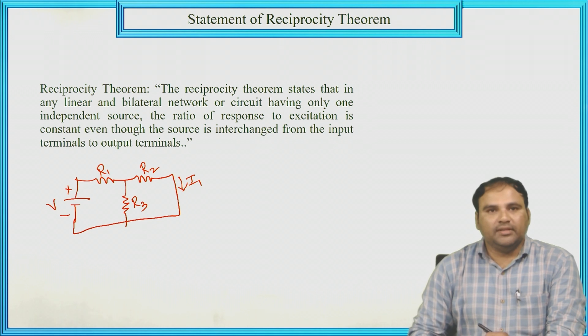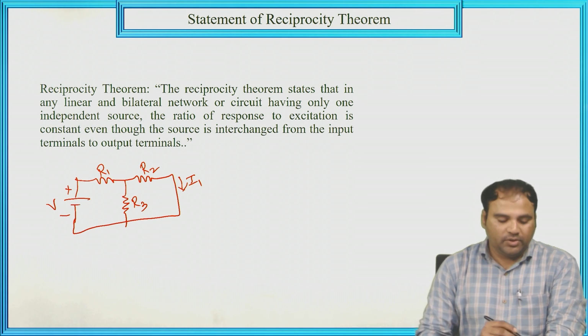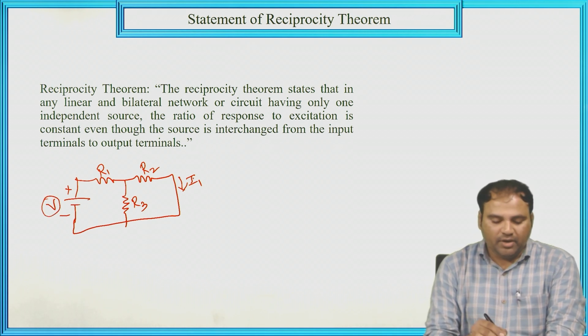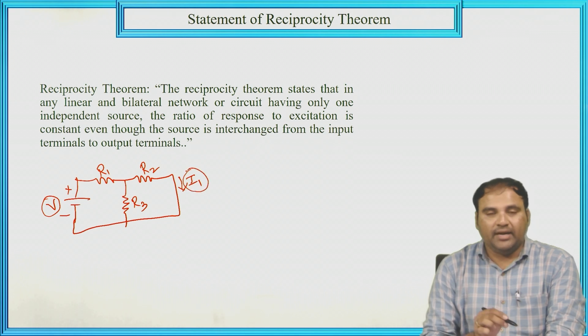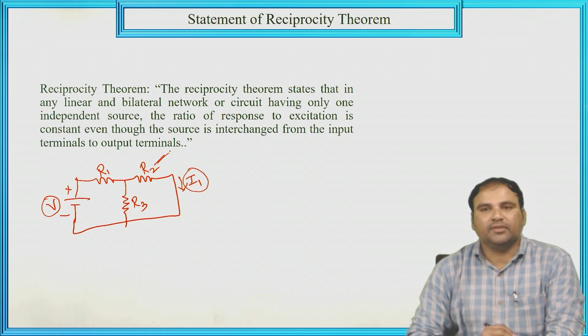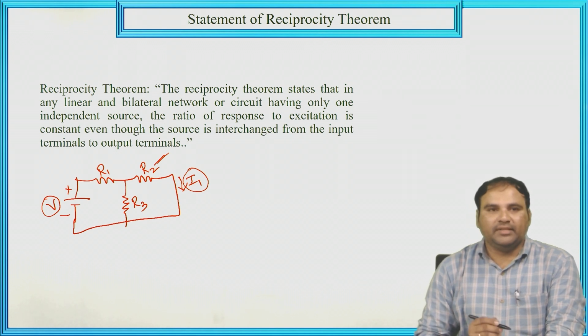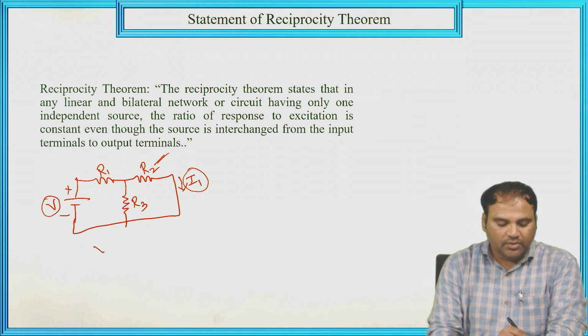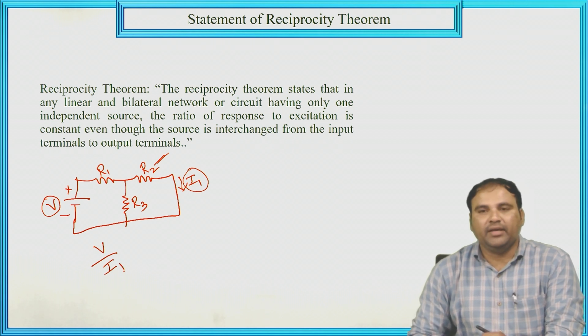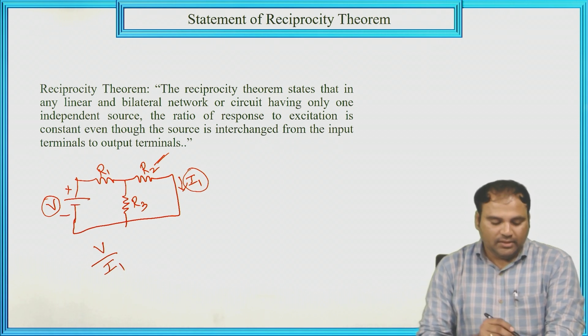In this Reciprocity Theorem, we have to find the voltage and current ratios. We already have the voltage source V, and we have to find the current through the R2 resistor. After that, we find the voltage and current ratio, that is V divided by I1. So this is case 1.